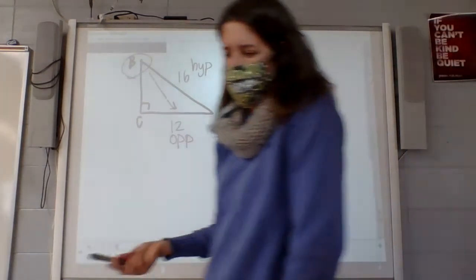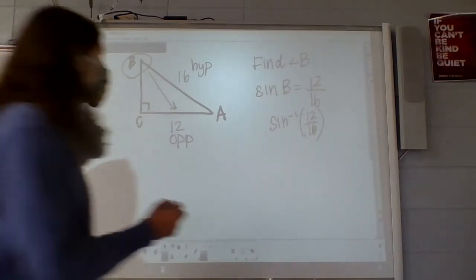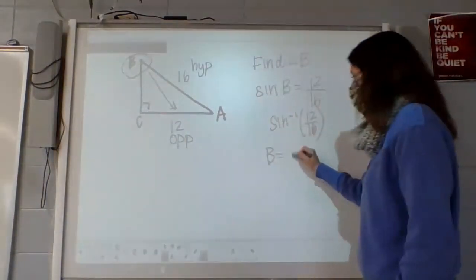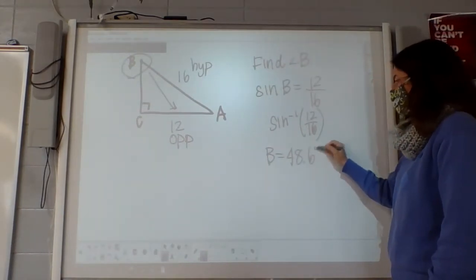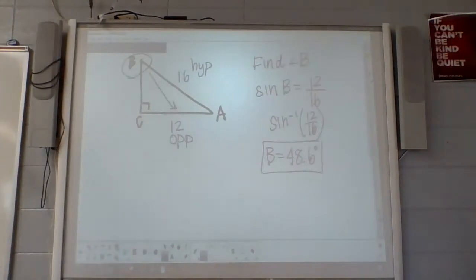like 48.6 when I round. It's like 48.59, so that would round up to 48.6. And just be careful that you do include the degree symbol. So 48.6 degrees, so that we know we're talking about an angle and not like a sine line. Okay?